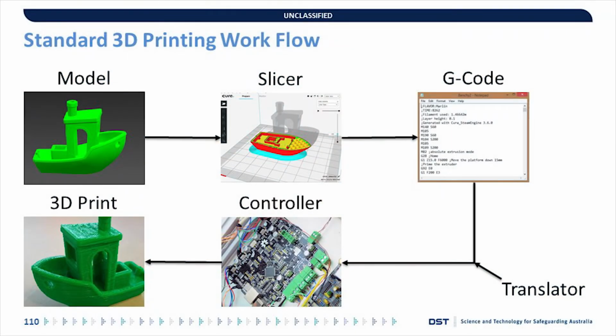So how would we actually do this? Well, the standard workflow for 3D printing is you design your model in modeling software. Then you take that model and put it into software called a slicer, which takes your model and cuts it into lots of layers and generates the toolpath for each layer.